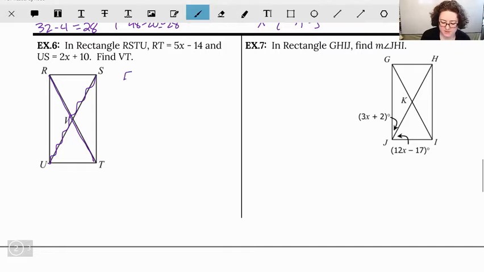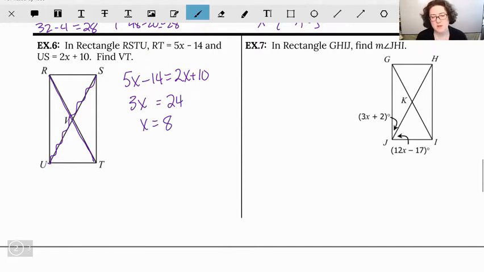They're always going to be congruent. So all we need to do is set 5x minus 14 equal to 2x plus 10 to get started. Alrighty, so subtract a 2x, we get a 3x on the left. Add 14, we get 24 on the right. So x equals 8. Now, does that answer the question? Unfortunately, they do want us to find segment VT.